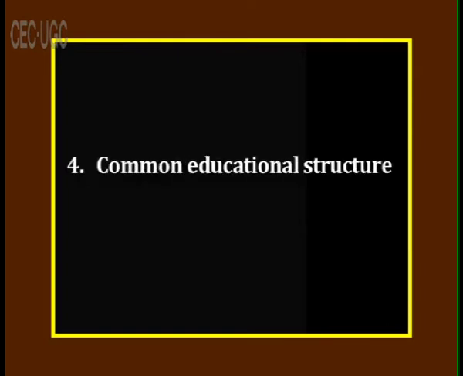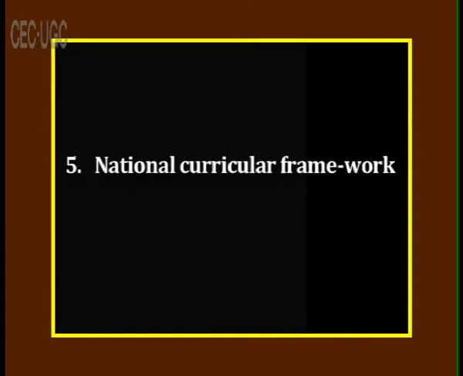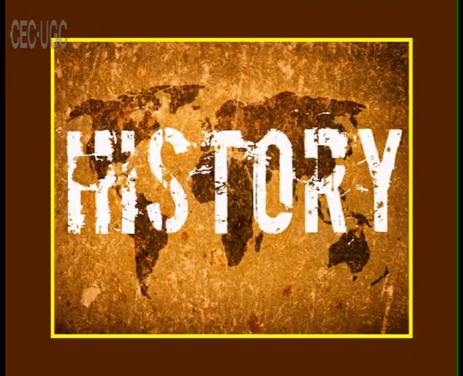Common educational structure. The National Policy on Education envisages a common educational structure, that is the 10+2+3 structure. National curricular framework. The national system of education will be based on a national curricular framework which contains a common core, the history of India's freedom movement, along with other components that are flexible.